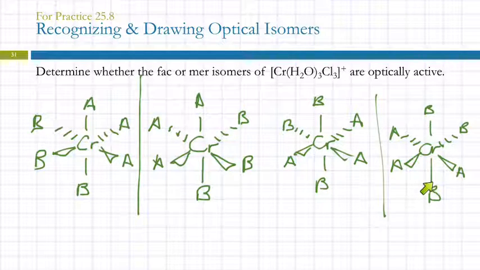And then this would be the mirror image of it. And can you rotate this one and have it look just like this one? Yes, you can. So leave the B's where they are and just rotate this around 90 degrees, and you'll have the same thing. So neither of these are optically active. Questions?